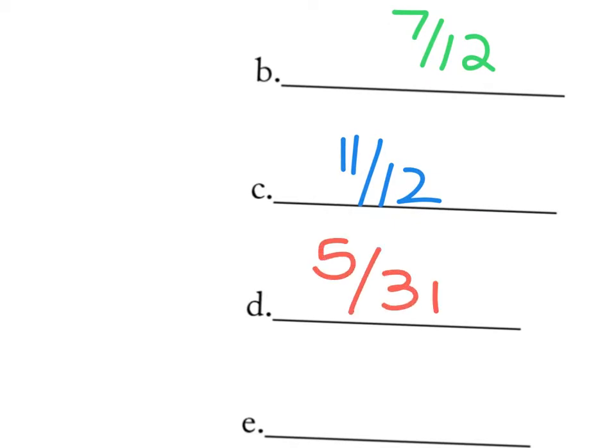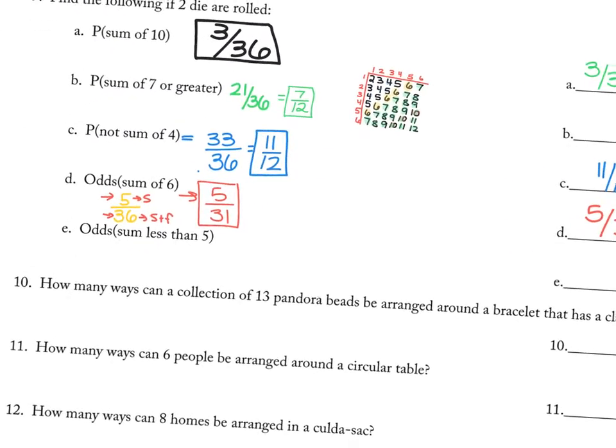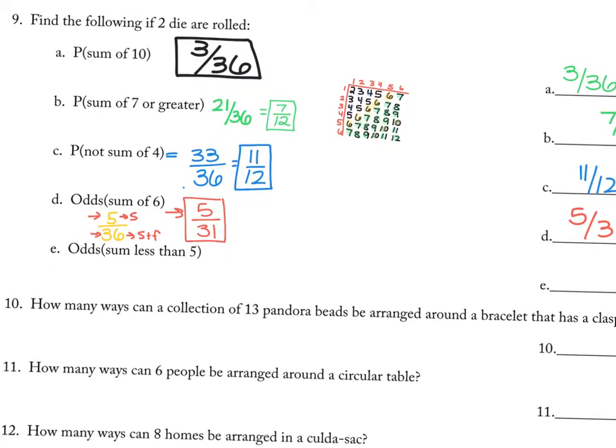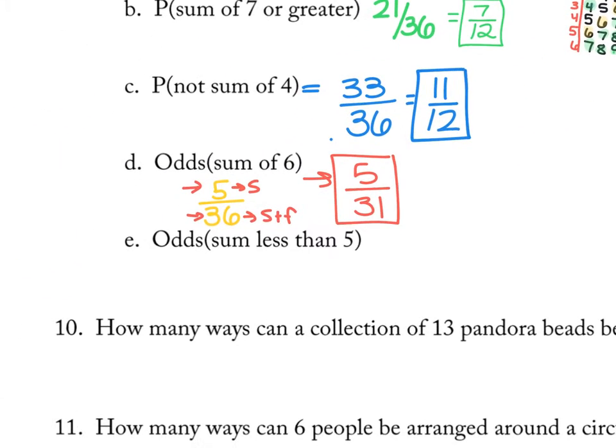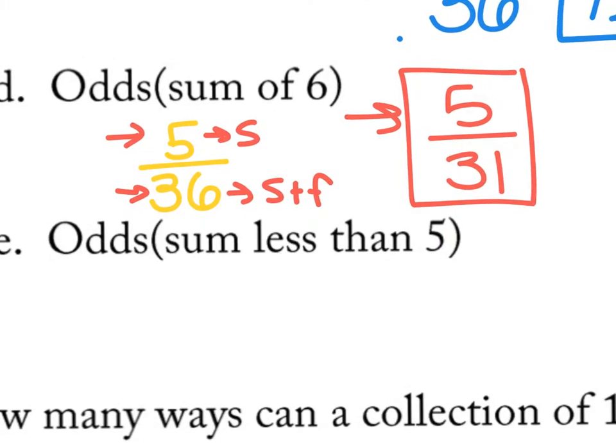Okay, last one. The odds that we get a sum less than 5. Okay, so that's a 4, a 3, or a 2. So 1, 2, 3, 4, 5, 6. So there are 6 possibilities that I get a sum less than 5. Again, I'm going to find the probability first. So 6 out of 36. I'm not going to reduce until the end.